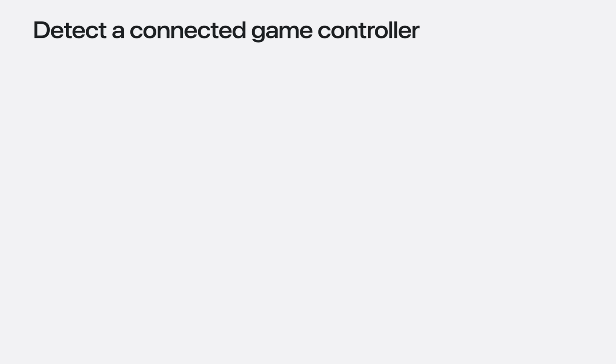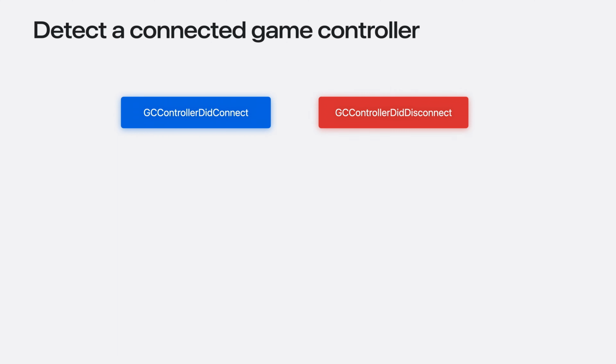It's easy to detect if the player has connected a game controller. Just set up an observer for GCControllerDidConnect, which will alert you to any game controllers that are connected to the system. Be sure to also listen for GCControllerDidDisconnect events, so you can fall back on other forms of input, like system gestures, if there's no game controller present.